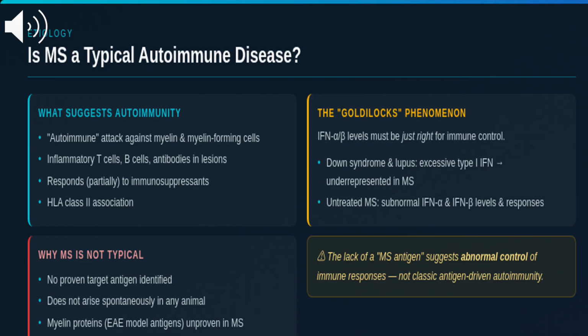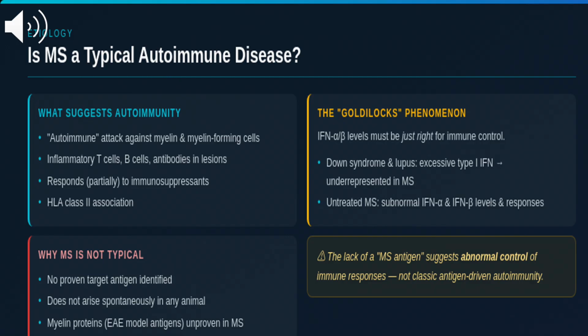This is one of the most important conceptual slides in the entire lecture. The answer to the question, is MS a typical autoimmune disease, is no, and understanding why it is not is essential. On the left side of your slide, you see the features that are consistent with autoimmunity. There is clearly an attack against self-tissue, specifically myelin and the cells that make it. We see inflammatory T cells, B cells, and antibodies in the lesions. The disease responds at least partially to immunosuppressive therapies. And there are HLA class II associations, which are the classic genetic fingerprint of autoimmune diseases.